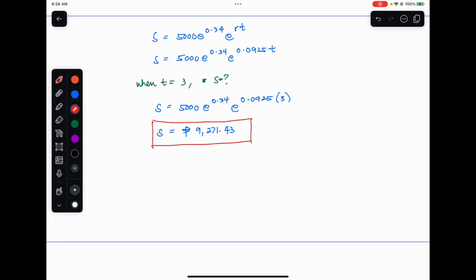So that is how much your money will be if it is subjected to two different interest rates. From 5,000, it became 9,271.43. Interest problems are an easier type of problem.